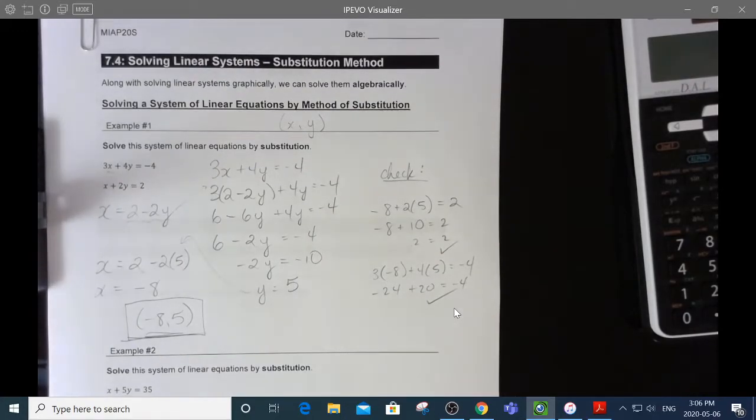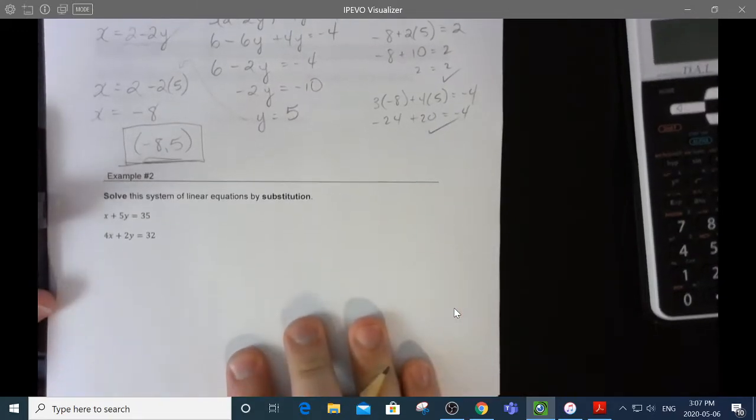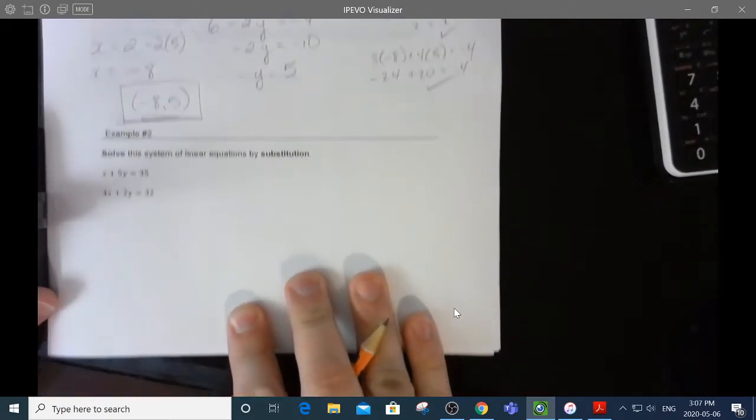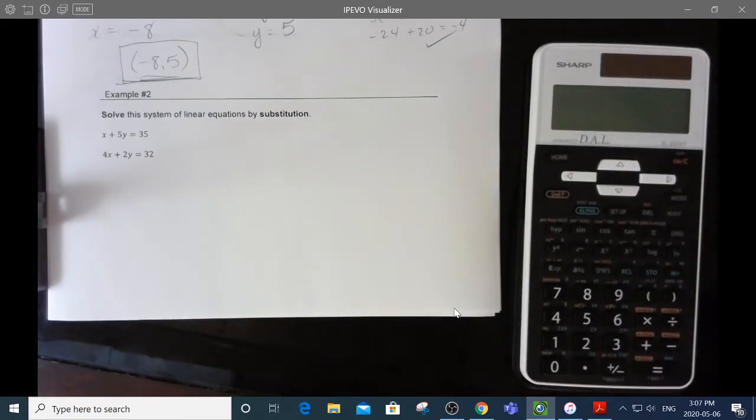All right, second example. If that made sense to you and you're feeling fairly confident on how I did that, by all means, pause the video and give example 2 a try.